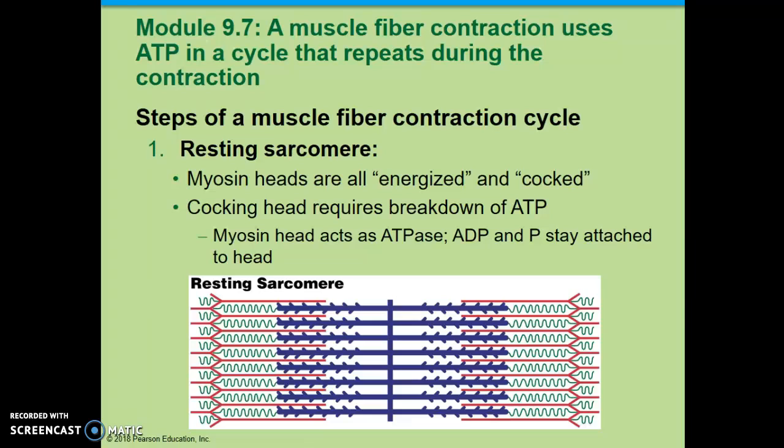So ATP is required in this whole business here. And we're going to see exactly what happens when the muscle fiber contracts and what happens to that sarcomere. So here we see a resting sarcomere. The myosin heads are energized and cocked, and this requires ATP.